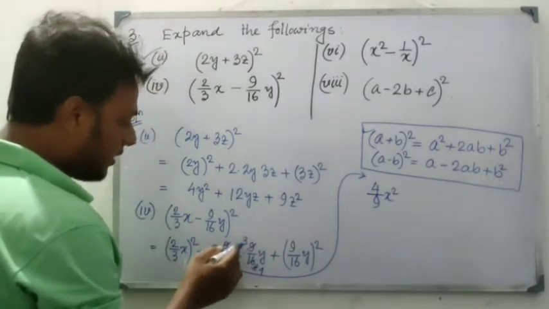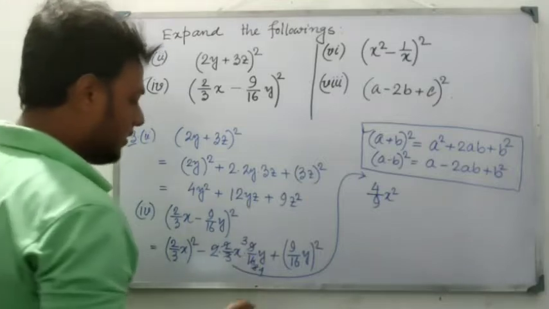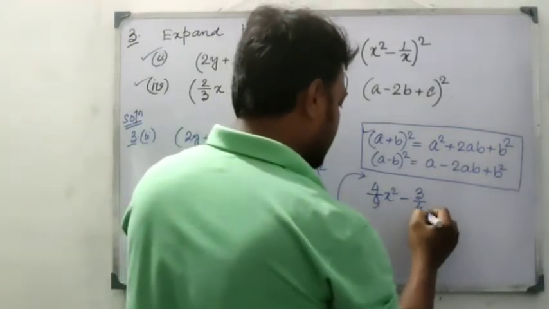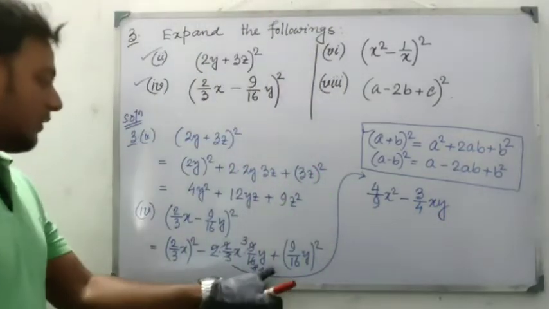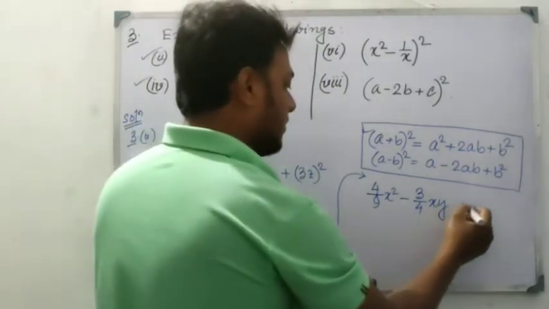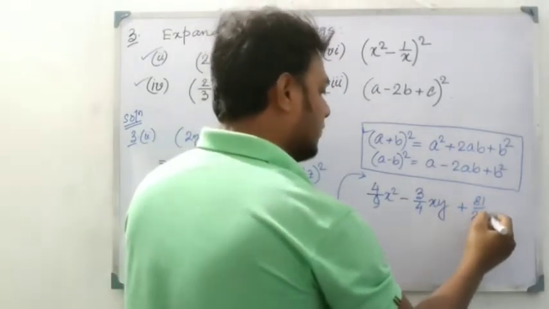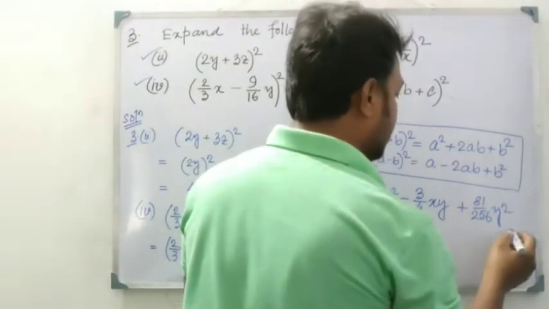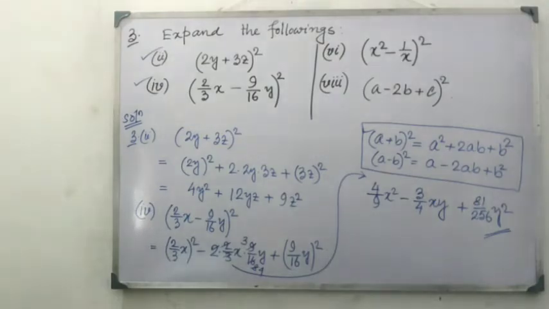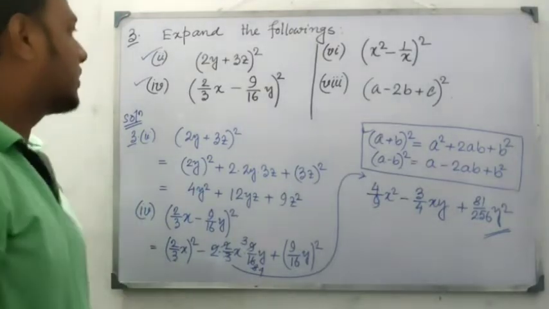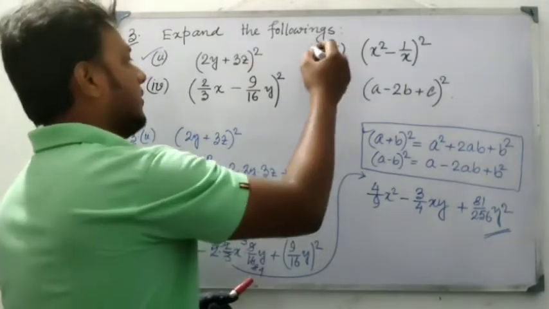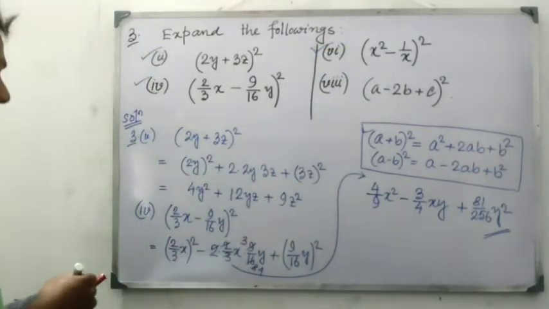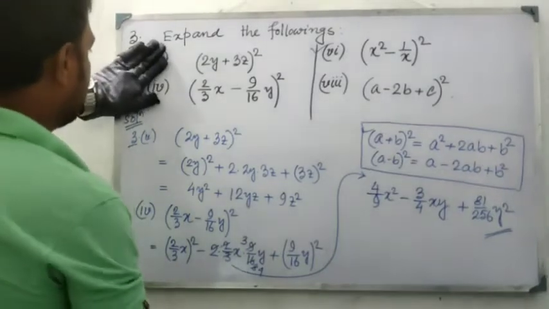In the numerator 3, in the denominator 4, and x and y. So minus 3/4 xy. And for the last term, 9 square means 81, 16 square means 256, and y square is y square. So this is the expanded form, and this completes the solution of the fourth problem. Understood? Pause the video and note down all the board work. Next, this number 6. This problem we have done.